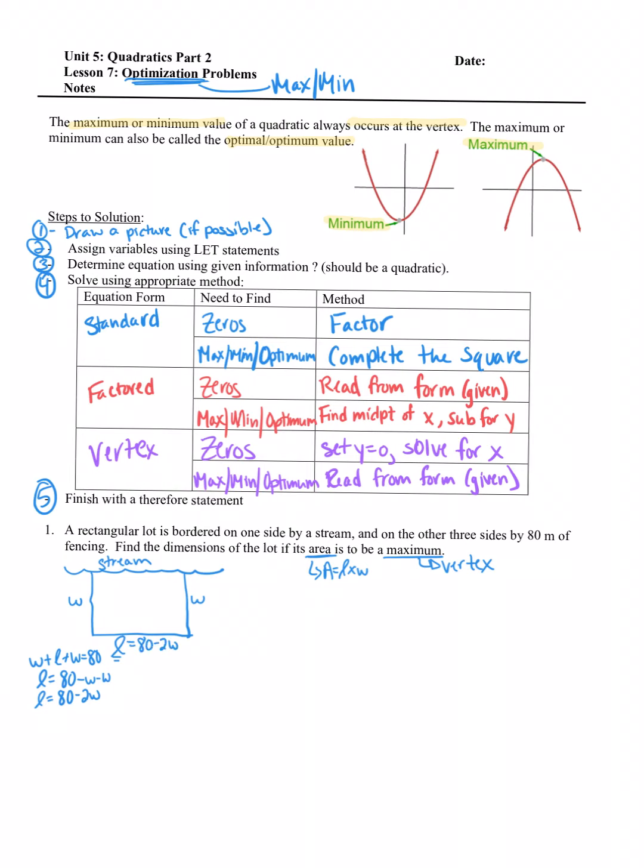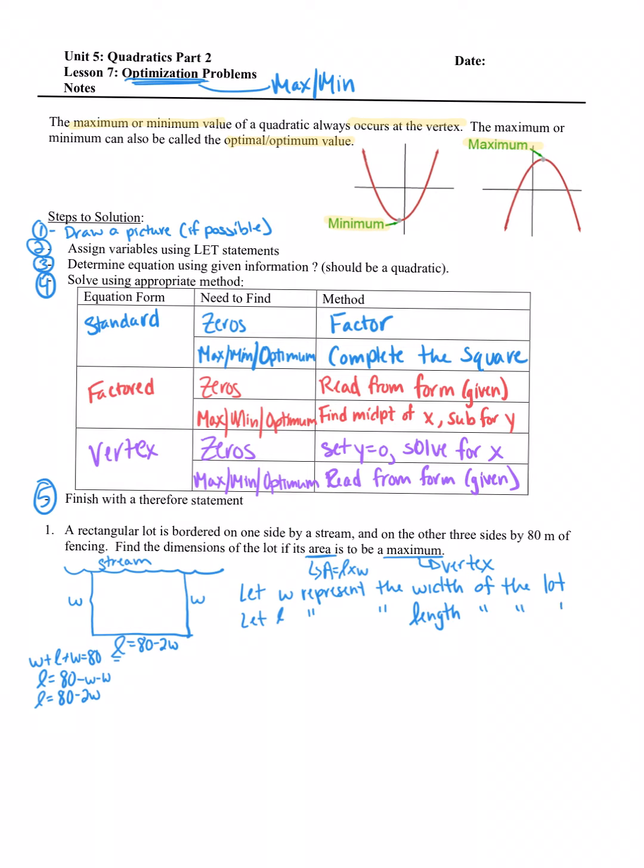Let's go ahead and write a let statement for all these variables we're using. So let's let W represent the width of the lot. Okay, and we will let L represent the length of the lot.